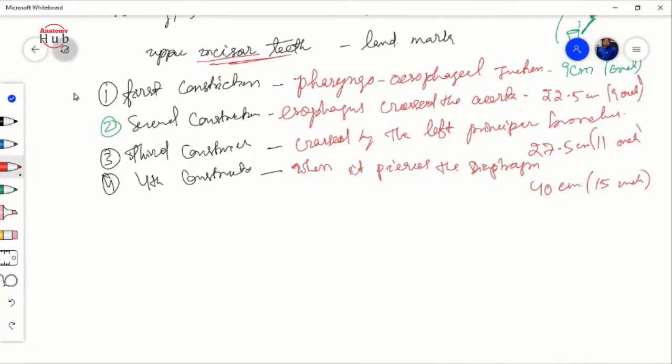Okay, so these constriction sites, we are mainly considering from the upper incisor teeth. Okay, not from the lower, right? So from the upper incisor teeth, and also we are just considering the vertebral body also. Okay, so you have to remember the incisor teeth only.